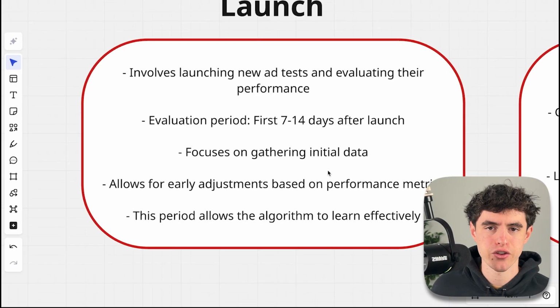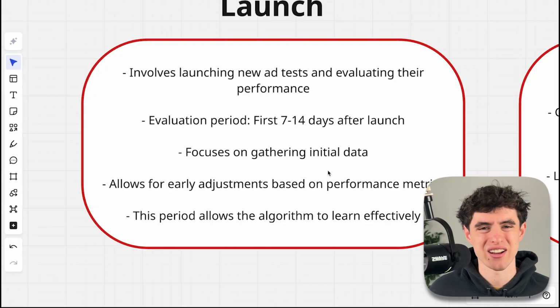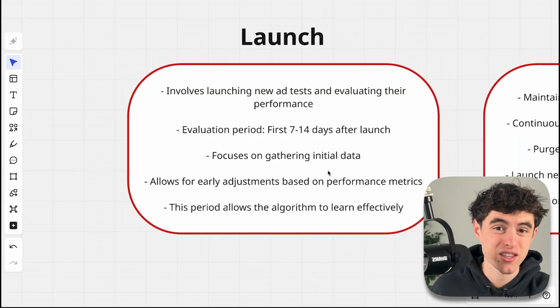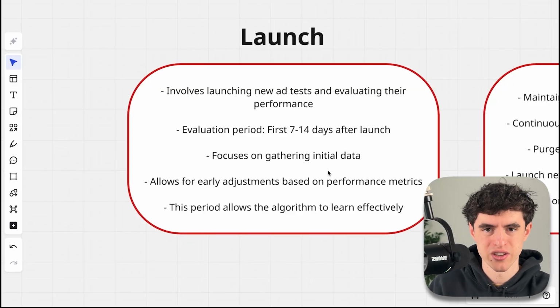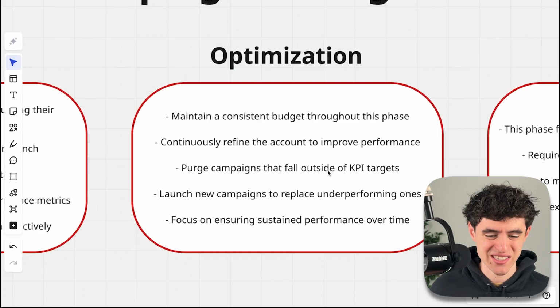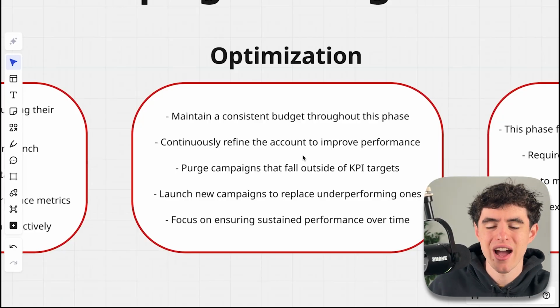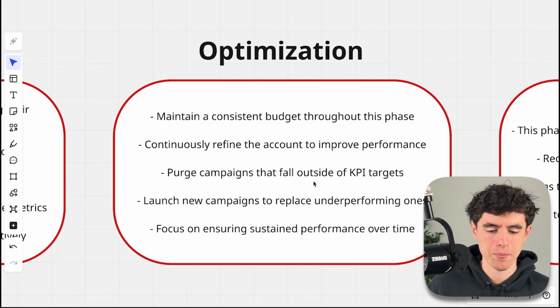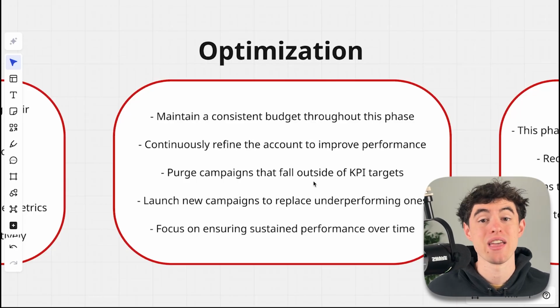You want to just gather the data, look at it, maybe periodically every couple of days, and you just want to let the algorithm learn effectively through this targeting and through this optimization phase. After this, once you've maintained a consistent budget, you want to continuously refine the ad account through the optimization phase. And this is just basically purging campaigns that are falling outside of your KPI targets.